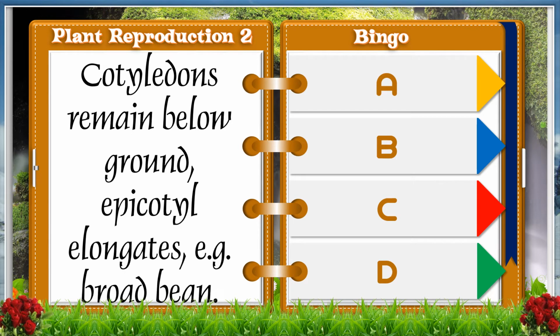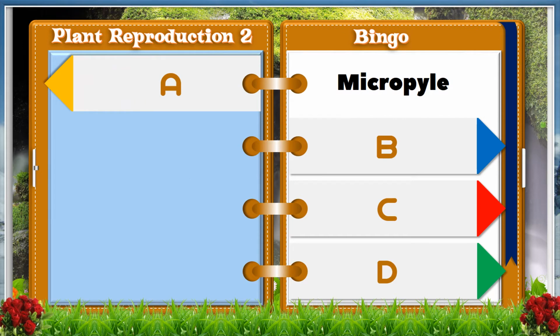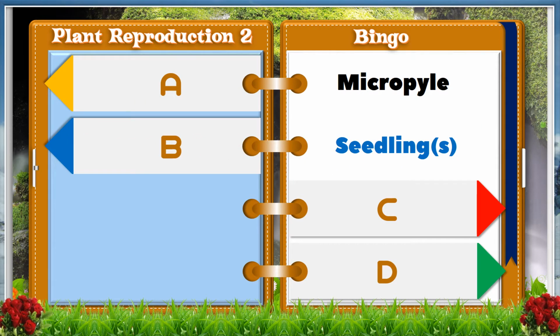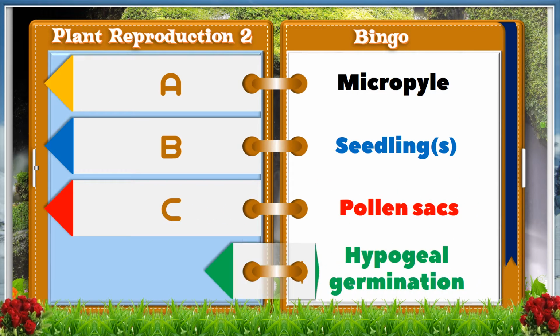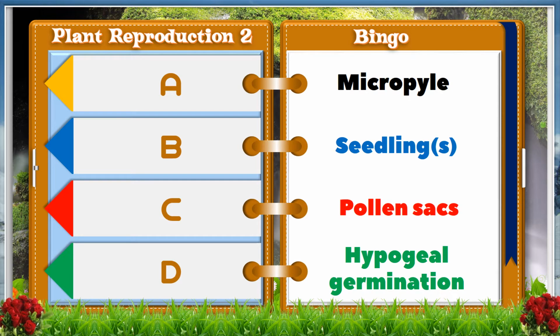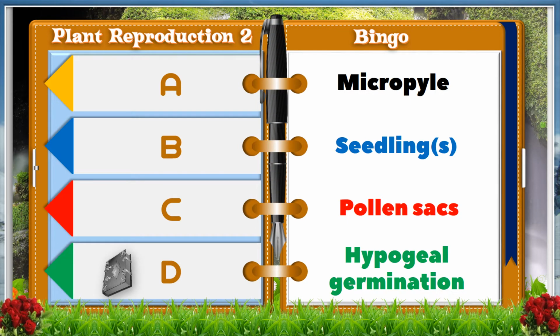Cotyledons remain below ground, epicotyl elongates, e.g. broad bean. A. Micropyle. B. Seedling. C. Pollen sac. D. Hypocotyl germination. And the answer is D. Hypocotyl germination.